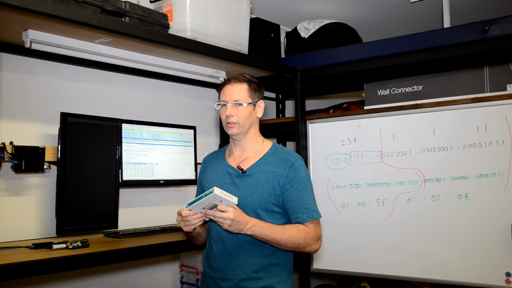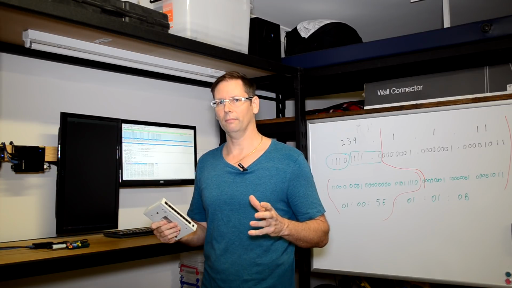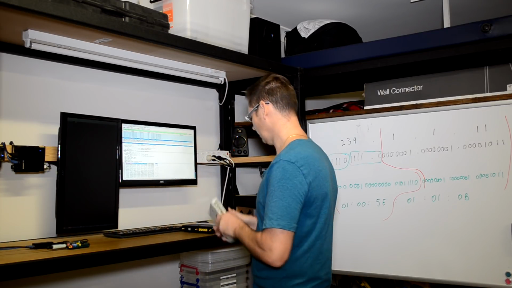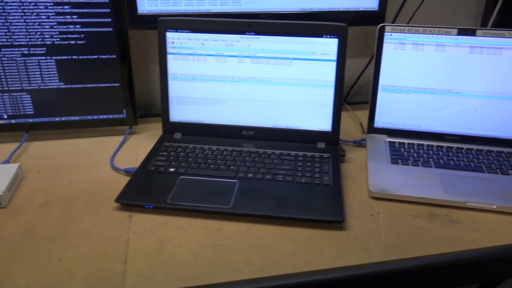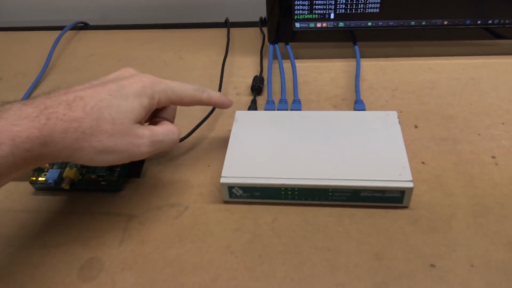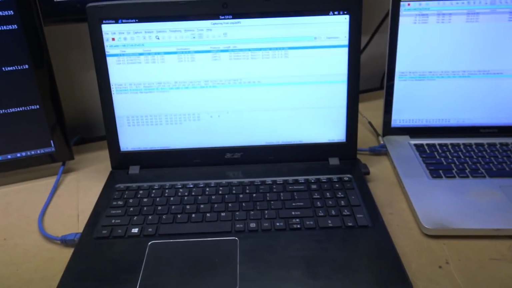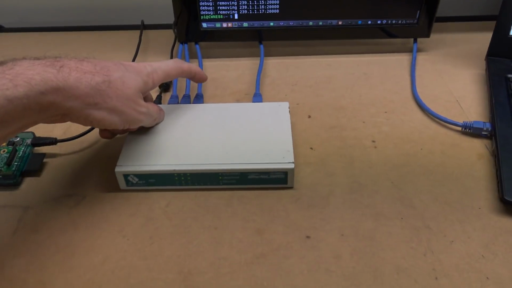So this is just a switch without any other functions, just to show you how the broadcasts happen in real life. So I'll set that up now and show you. Okay, here's what I've got set up. I've got the Raspberry Pi's network connected into port 1 of the switch, and port 2 goes to this Linux laptop, and port 3 goes to this Apple laptop.